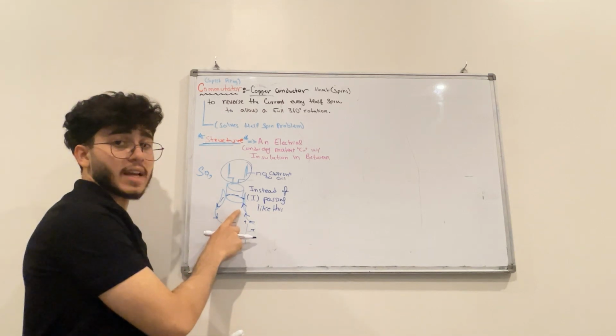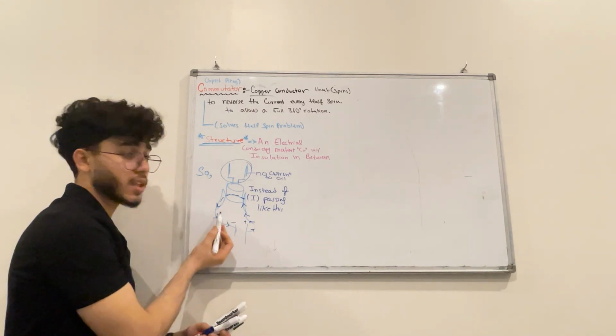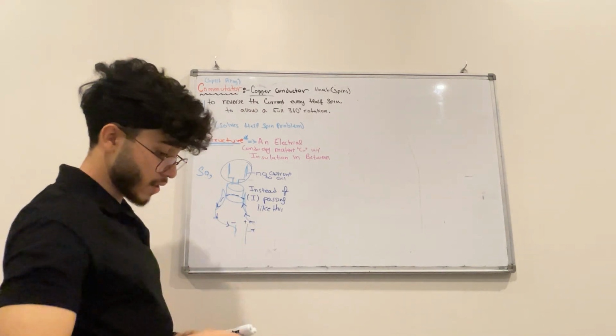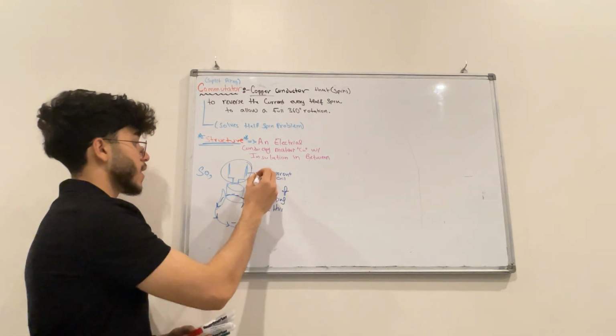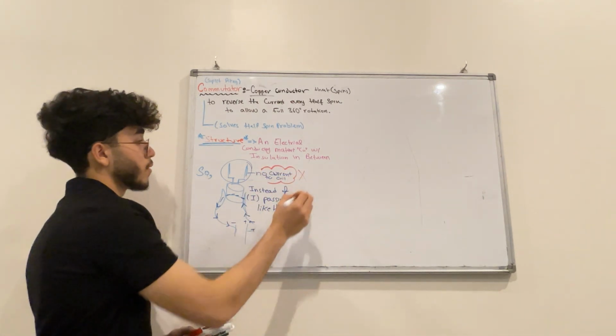Copper is a conductor of electricity. It will just take the current and make it pass by over here. Okay, and this is a problem, right? We do not want no current over here. This is a problem, right?